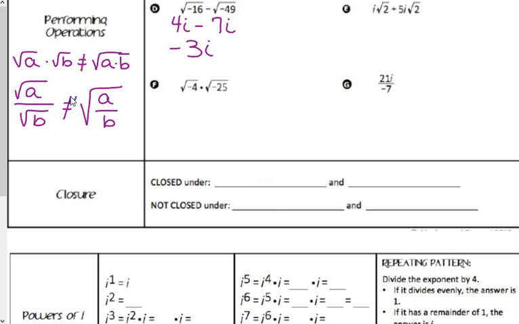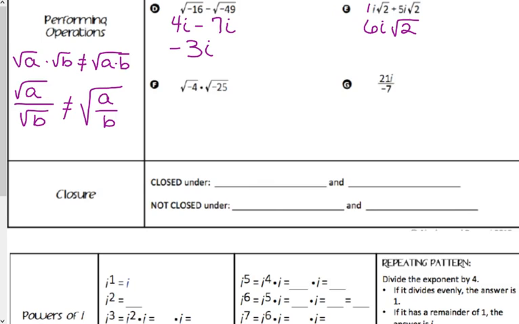Again, with e, we have i times the square root of 2 plus 5i times the square root of 2. And the same rules apply as when we were adding radicals. If the radicals match, we can add them. If they don't, we cannot. So we have 1i times the square root of 2 plus 5i times the square root of 2 is going to give us 6i times the square root of 2. That's pretty simple. But look at f.